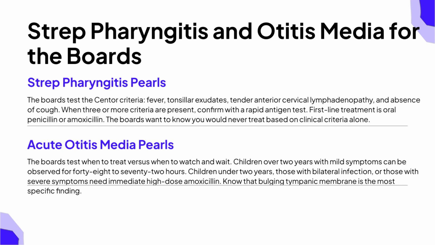For acute otitis media, the key board concept is knowing when to treat immediately versus when to use watchful waiting.